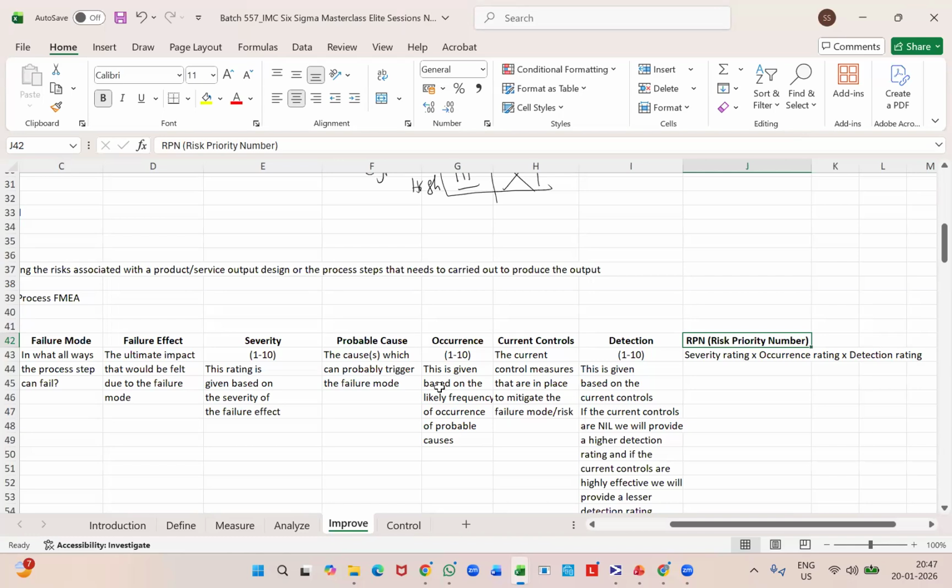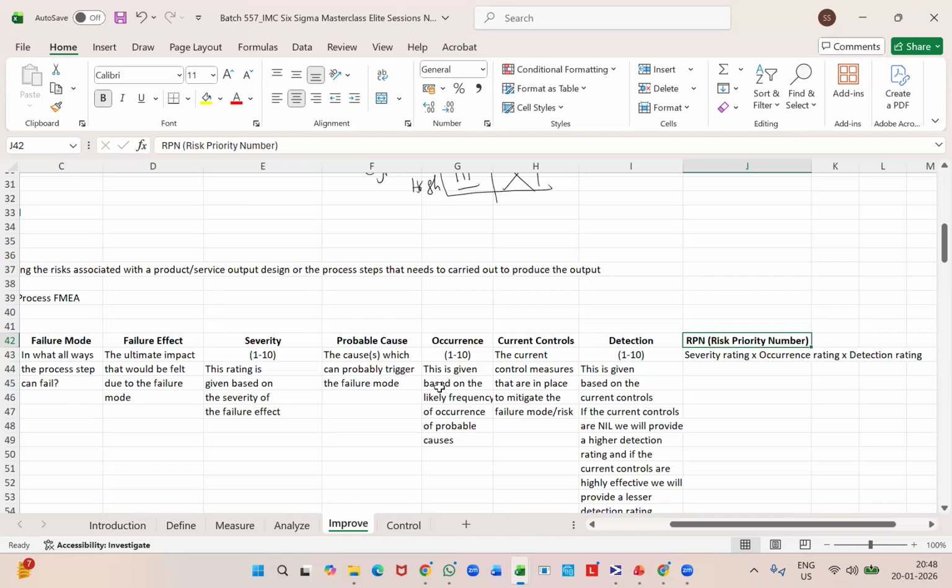Now, when we arrive at the RPN value, we need to look at whether it is less than 100 or not. If the RPN value is less than 100, then we can infer that the process step doesn't carry any significant risk. But if the RPN value is greater than 100, then the process step carries some significant risk, and we need to look at implementing some effective control measures, right?